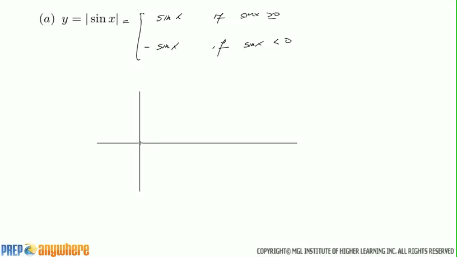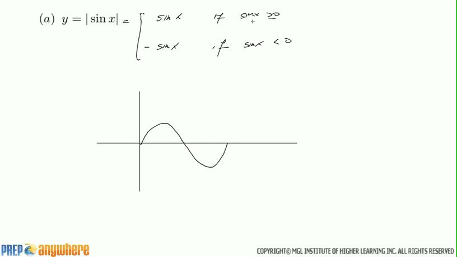Closer. But this is this. So this can equal sine of x or minus sine of x. Right? If sine of x is positive or equal to 0, it's sine of x. If sine of x is negative, it's equal to minus sine of x. Okay? So let's study the original curve.